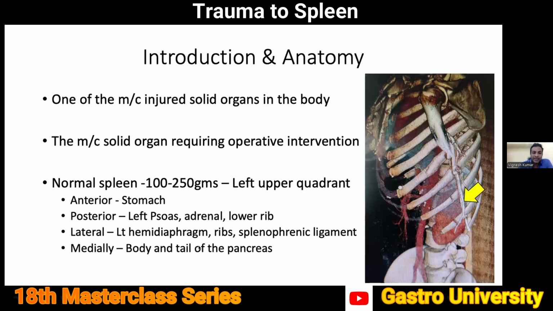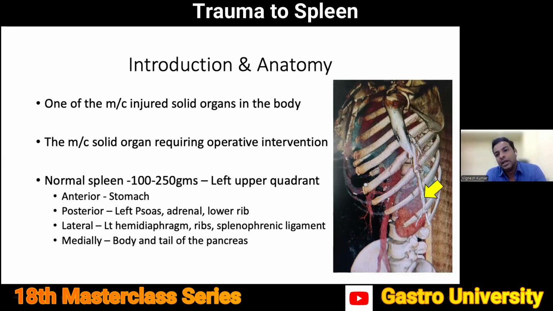The spleen is one of the most commonly injured organs in the body. There are contrasting reports between liver and spleen being the most common, but I think both of them are almost equal at this time. It is one of the most common solid organ injuries that requires operative intervention. A normal adult spleen weighs about 100 to 200 grams. All of us are very clear about the anatomy.